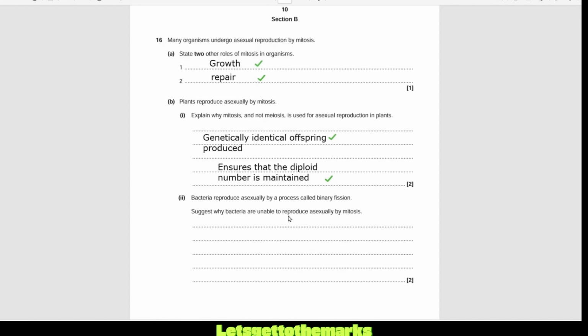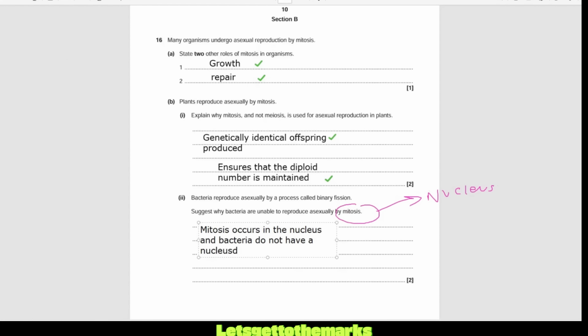Suggest why bacteria are unable to reproduce asexually by mitosis. So let's think about, where does mitosis happen? Mitosis happens in the nucleus. What do you know about prokaryotes like bacteria and the nucleus? Well, quite simply, they do not have a nucleus. So we want to say mitosis occurs in the nucleus and bacteria do not have a nucleus. So therefore, they can't do mitosis. Right, let's move on.